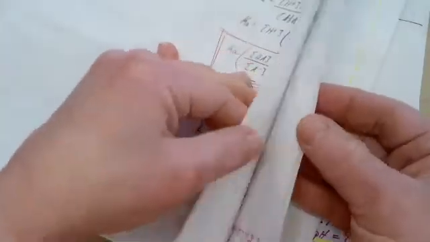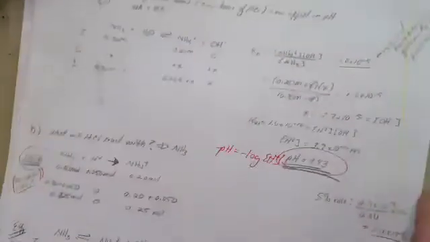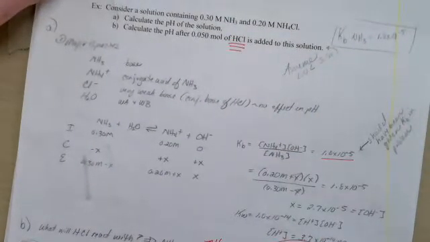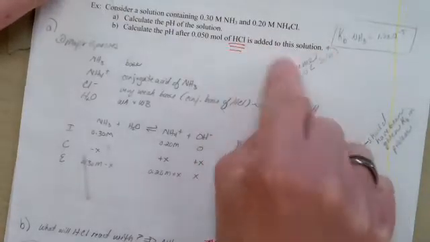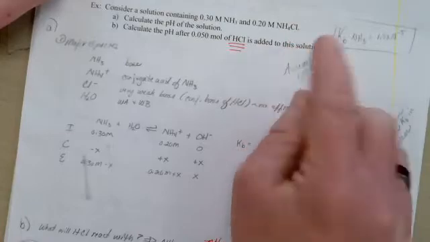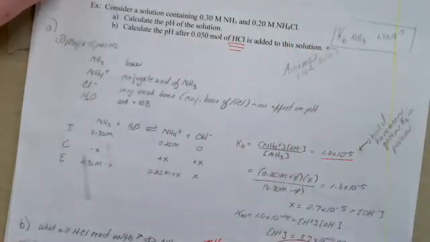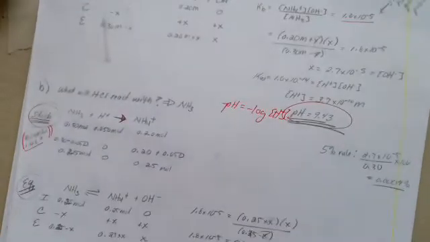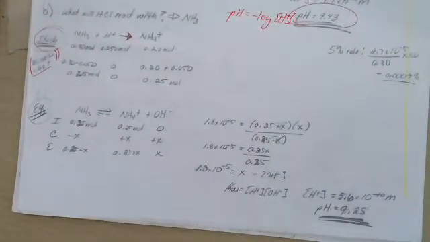Then another buffer problem, and you would be given the Kb. And the volume of the buffer solution, or the solution that is not acting as a buffer, we're going to say 1 liter. My work and answers, and for the second part. I showed this at the beginning.